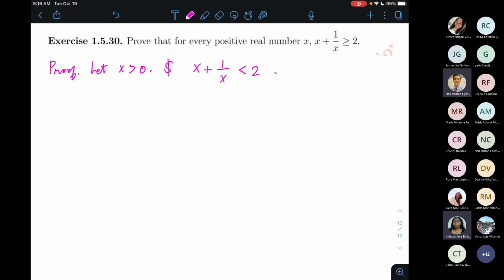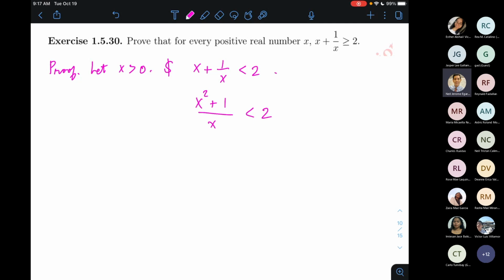So what do you mean solve the left hand side? Parang kailangan i-combine po yung x plus 1 over x. Okay, thank you. So, all right, I can try that. So, I'll have x squared plus 1 over x less than 2. All right, thank you.